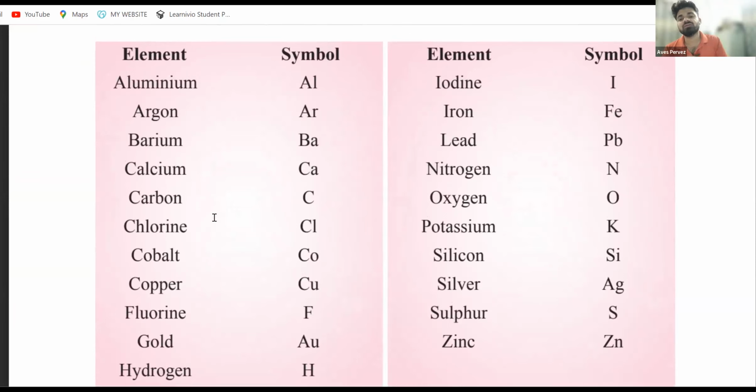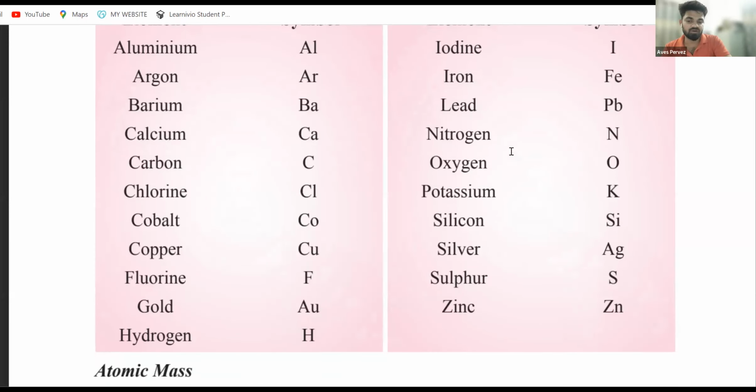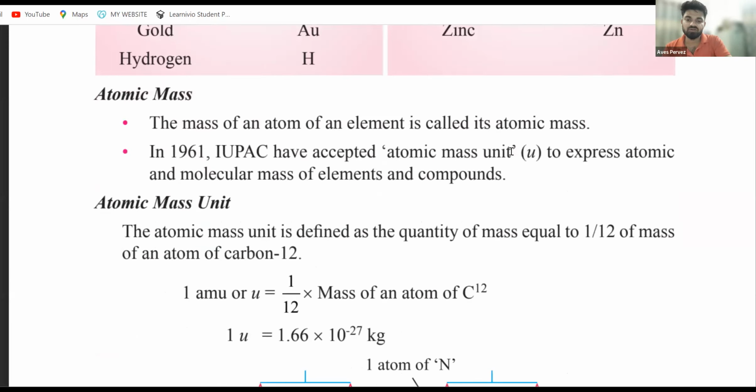Then these are the symbols of some elements that we have to learn. For example, we have copper, C-O-P-P-E-R. Why is it Cu? Actually, a symbol is the first two letters or the first letter of the name of the element, and for some it comes from the Latin names. For example, sodium is actually natrium, so its symbol is Na. Similarly, gold is aurum, Au. So we learned this one.